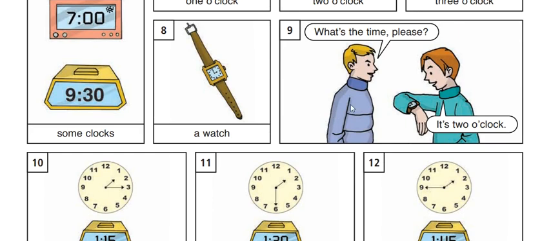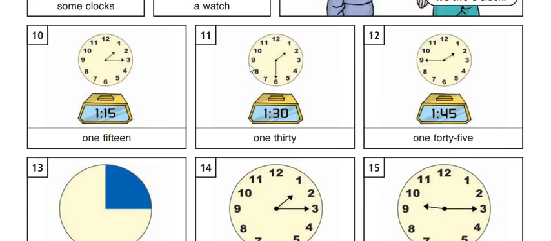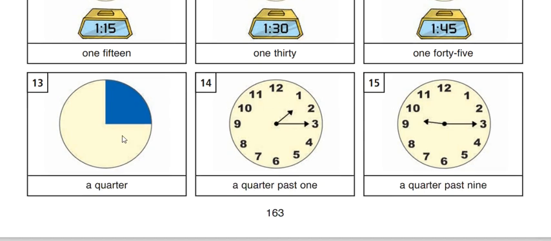Picture 8 shows a watch. Picture 9, what's the time, please? It's 9 o'clock. Picture 10, 1:15. Picture 11, 1:30. Picture 12, 1:45. Picture 13 shows a quarter. Okay, picture 14 shows a quarter past 1. Picture 15 shows a quarter past 9. Okay, let's move to the next page. I hope you repeat it well.